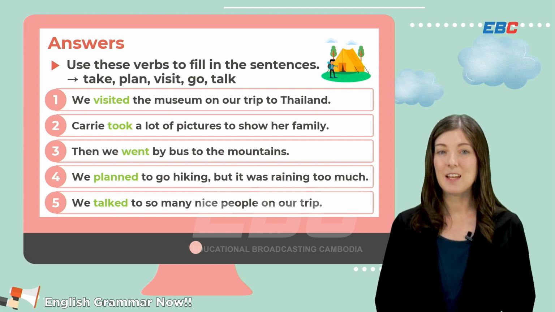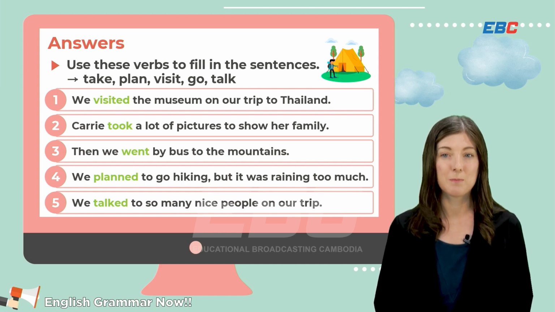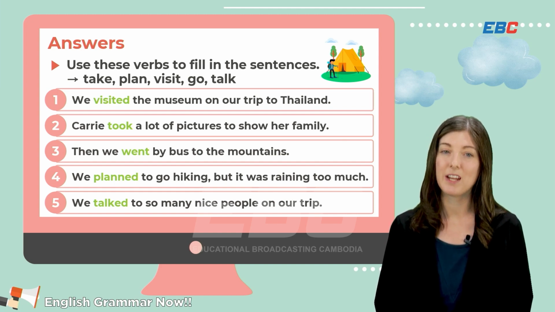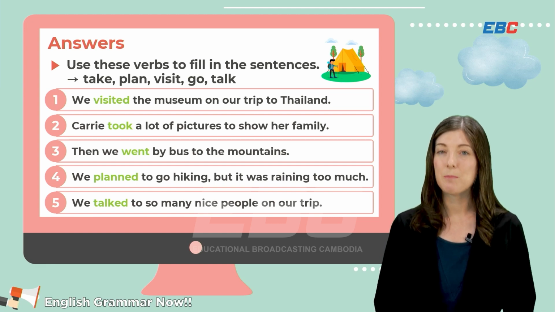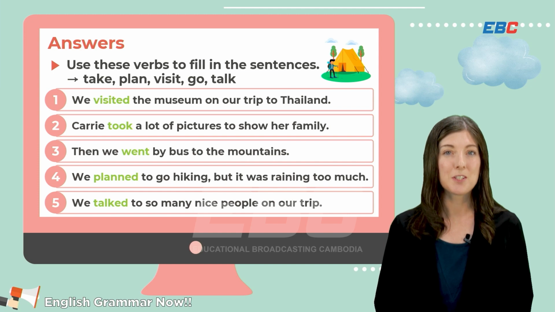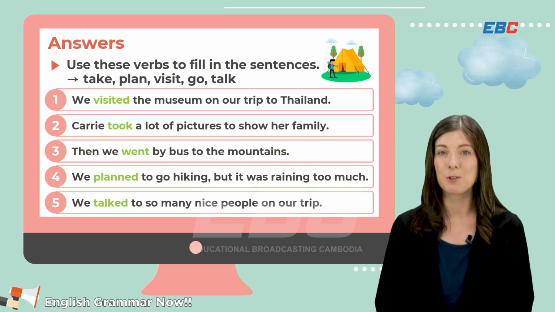You can see that took and went are irregular verbs. They change in unexpected ways. And we want to make sure that we spell these verbs correctly. Did you remember to put 2 N's in the verb planned?